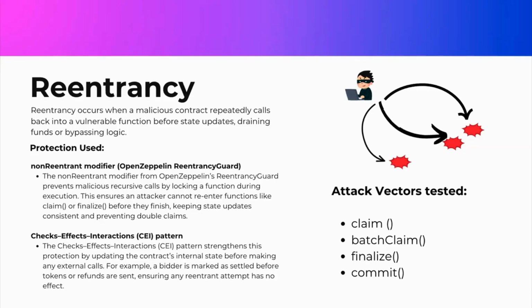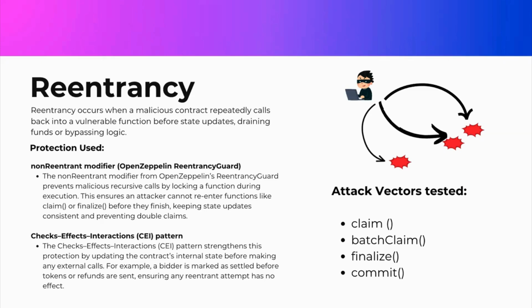This slide covers reentrancy, a vulnerability where a malicious contract keeps calling a function before it finishes executing, potentially draining funds or breaking logic. To prevent this, we use two main safeguards. Firstly, the nonReentrant modifier from OpenZeppelin's ReentrancyGuard, which locks functions like claim and finalize during execution to block any recursive calls. Second, the checks-effects-interactions pattern, where we always update the internal state before transferring tokens or Ethereum. So even if an attacker re-enters, nothing changes.